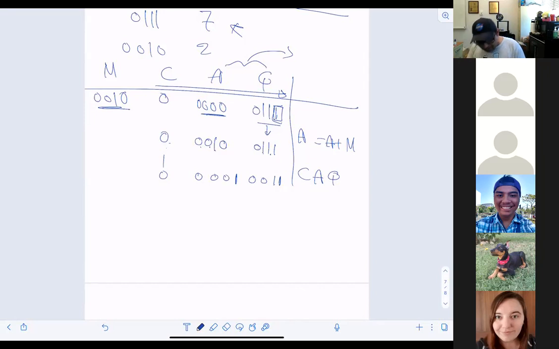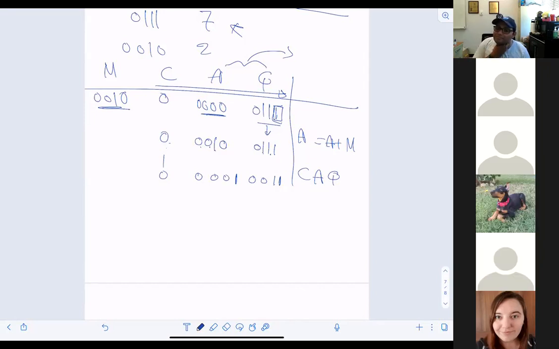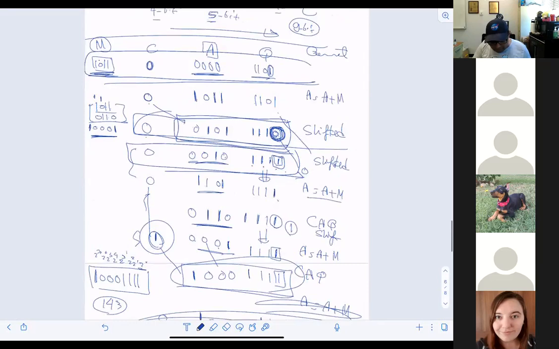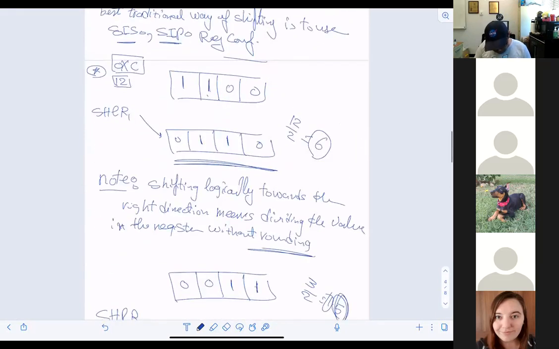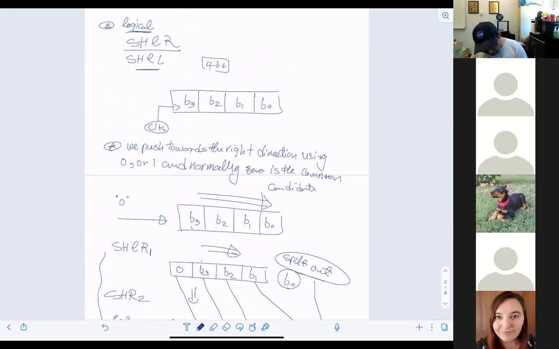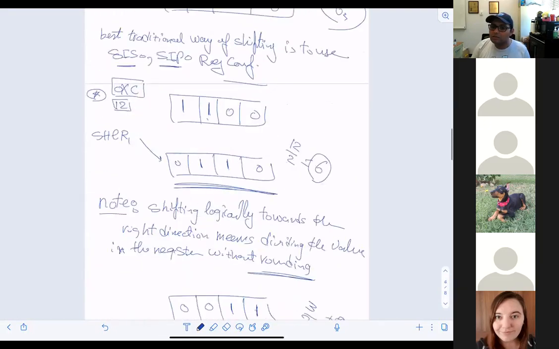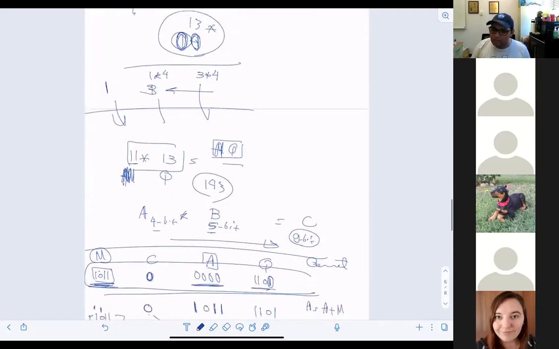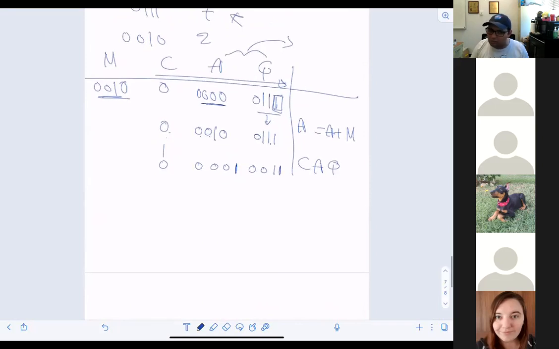Why are we always pushing a 0? That's called logical shift. So that's why I push with 0. Do you remember in my definition? I said somewhere, here we push toward the right direction using 0 or 1, and normally 0 is the common candidate. And we still push this 4 times, right? Because there's 4. We gotta do this till the end. Anyway, we finished the first step.